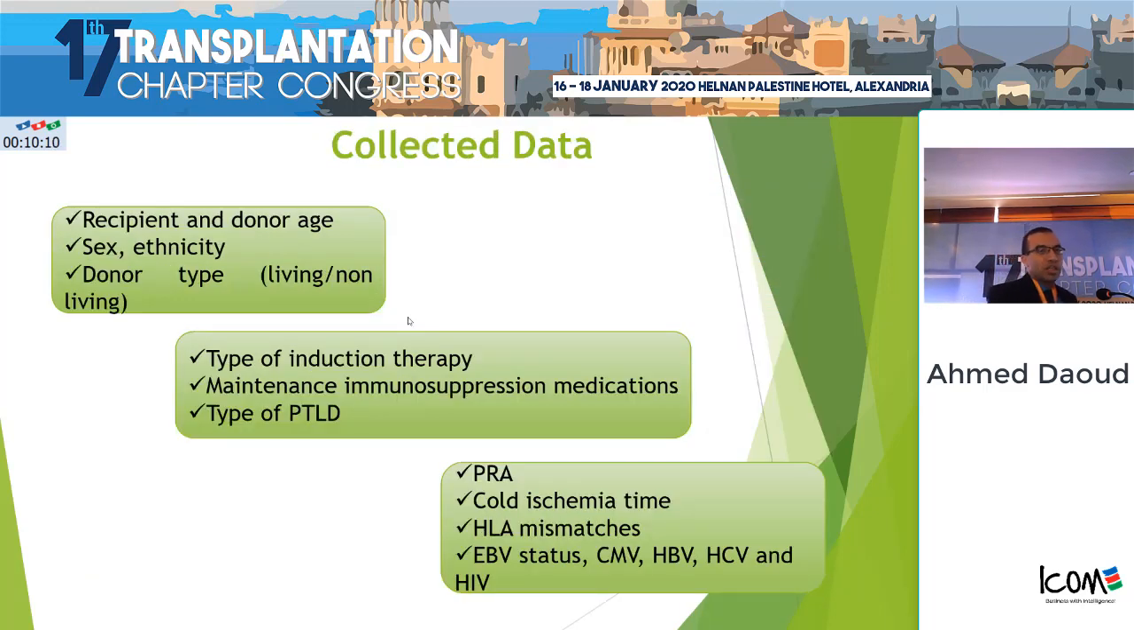The data that we collected were the recipient and donor age, sex, ethnicity, donor type, the type of induction therapy, maintenance immunosuppression medications, type of PTLD, the PRA, cold ischemia time, HLA mismatches, Epstein-Barr virus status, the cytomegalovirus, HPV, HCV, and AIDS.